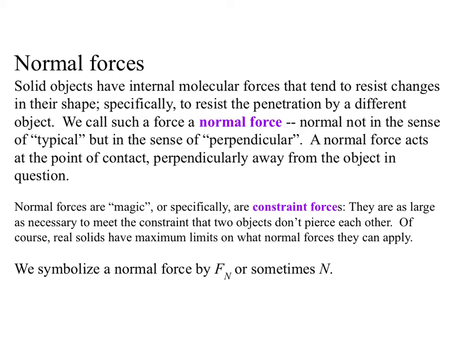We often call normal forces magic, a bit facetiously. Really specifically, they're constraint forces. They get as large as necessary to meet the constraint that two objects don't pierce each other. Of course, real-world objects can't always exert forces as large as they would need to be, so they couldn't produce the normal force that would be necessary, which means the objects would penetrate, meaning you're no longer subject to the constraint of the objects being kept apart. We symbolize a normal force by F sub n. Sometimes people symbolize it with just capital N.